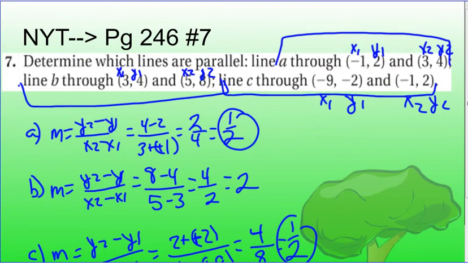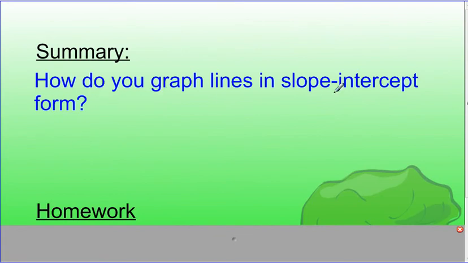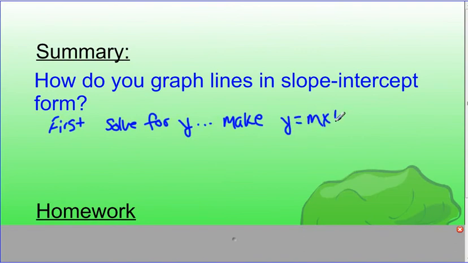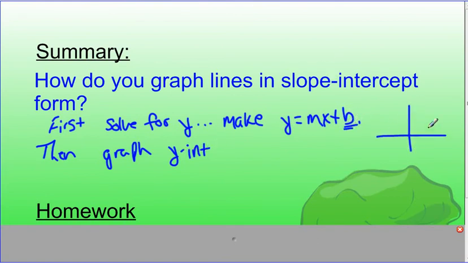Okay? So probably what you remembered, hopefully, was to graph these lines, first write the equation in slope-intercept form. So first, solve for y. Make y equals mx plus b. So you want it to look like that. So that's solving for y. Then we graph the slope. We graph the y-intercept. So you graph that y-intercept, that b, on the y-axis. So there's a point right there.